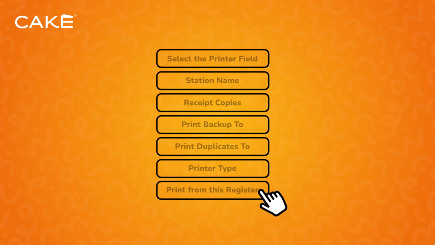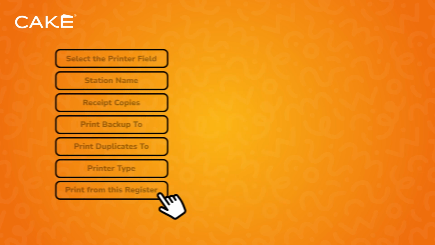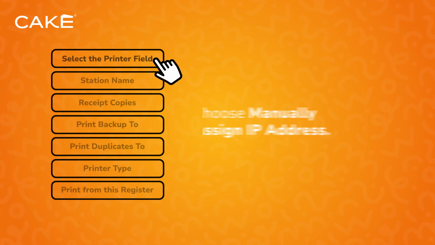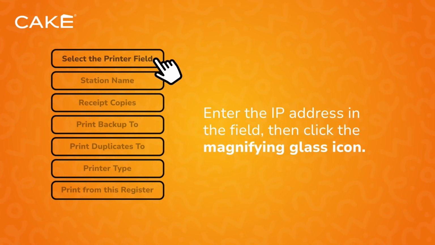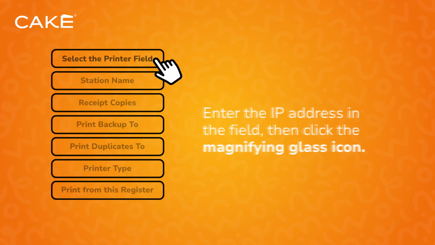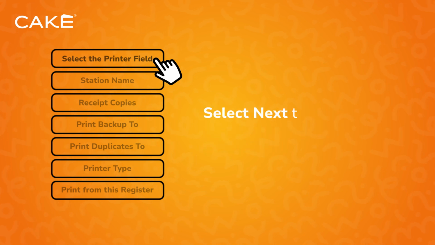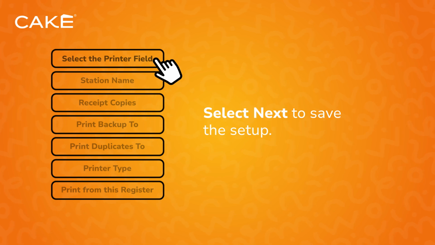Now, fill out the Add Printer menu to complete the setup. Here are the key fields you need to fill out. Select the printer field to enter the IP address from the receipt slip. Choose Manually Assign IP Address. Enter the IP address in the field, then click the magnifying glass icon to establish the connection. Once connected, the icon will change to a printer icon. Click it to send a test print. Select Next to save the setup and return to the Add Printer menu.